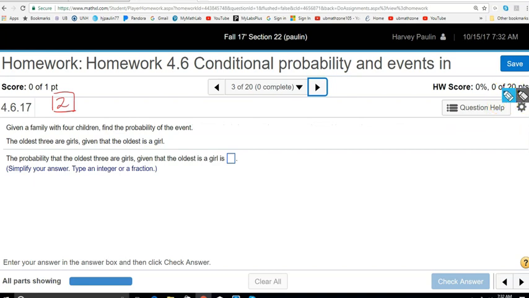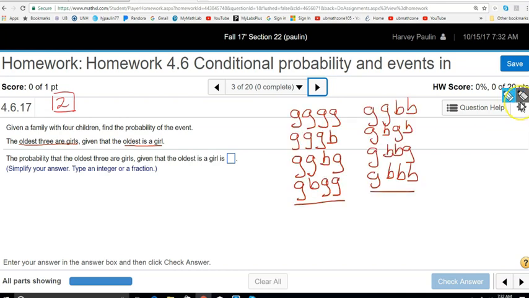Now, we had one like this in the past, where I made sort of a tree of possibilities. Given a family has 4 children, find the probability of the event: the oldest 3 are girls, given that the oldest is a girl. Now, for this, you'd have to develop some kind of chart. You may have one like this already in your notes. If not, we'll do it again here.